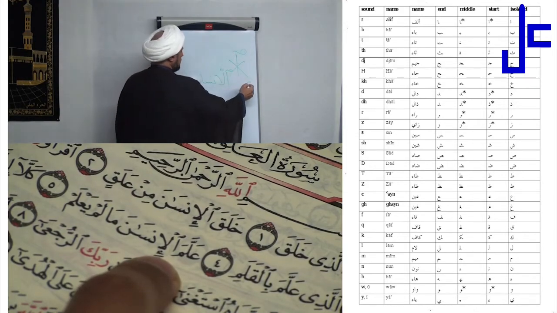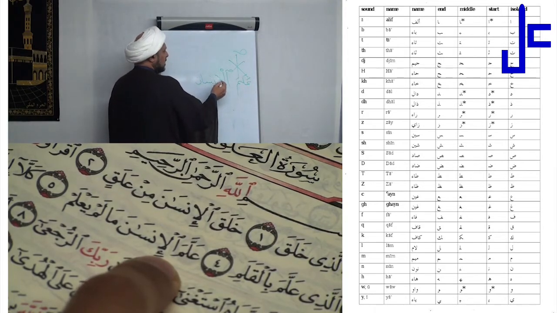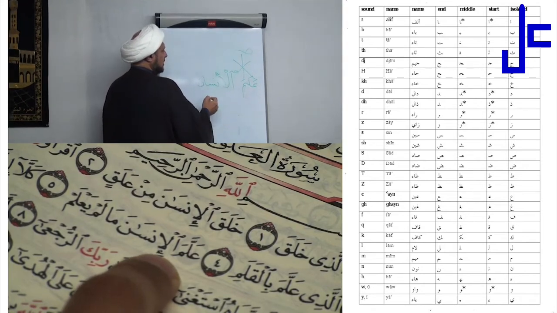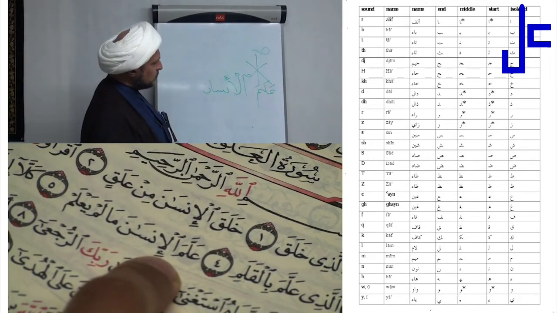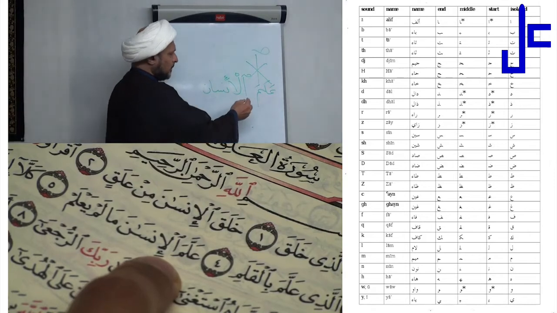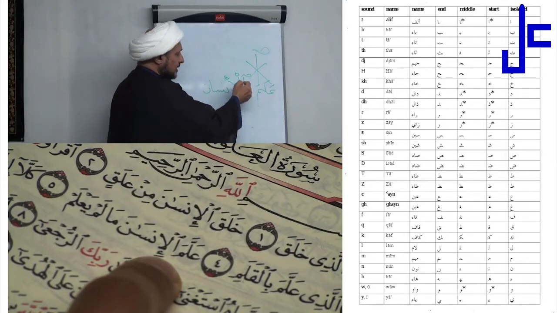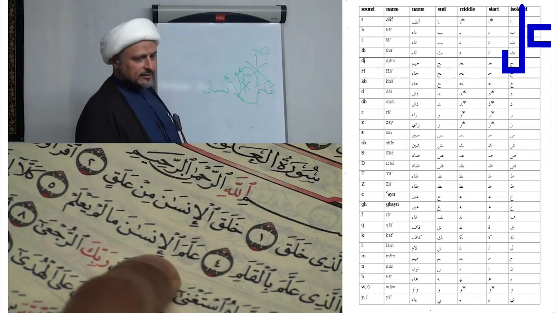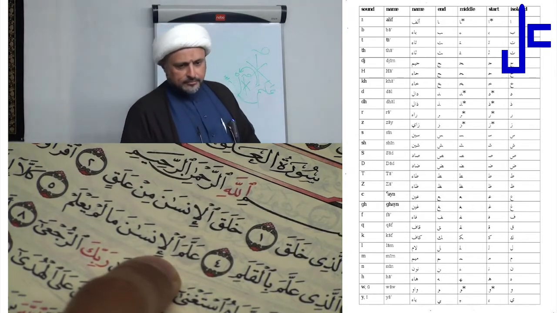So we have allama, and then we have lam after alif, and then we have kasra with the alif. So how will you do that? Allamal. Excellent. This goes away, and this is connected. Ma is connected with lam. Allamal.